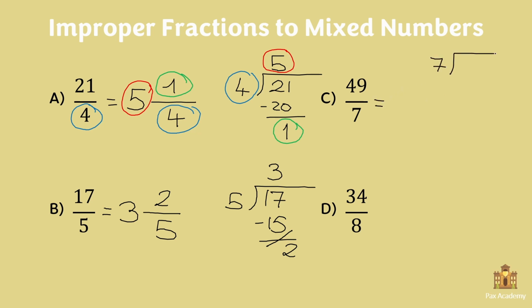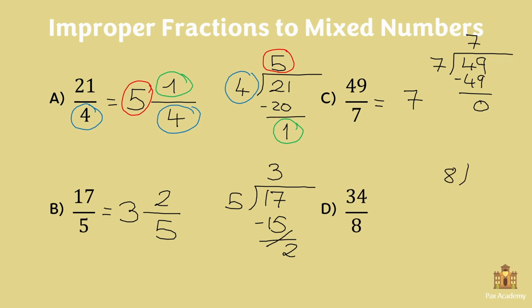So how many times can we put 7 into 49? So 7 times 6 is 42, and 7 times 7 is actually 49. It's exactly what we need. So in this case, we have no remainder. So this means that we don't need to convert this into a mixed number, but simply a whole number, so 7. Okay? Very good. And then the last one, 34 over 8.